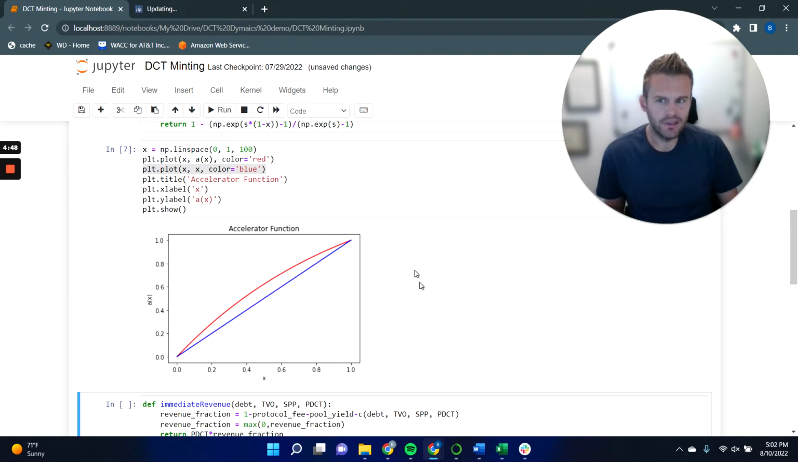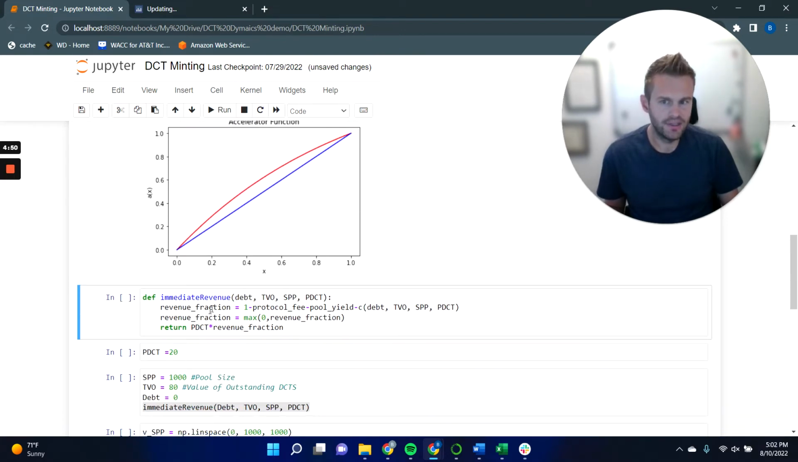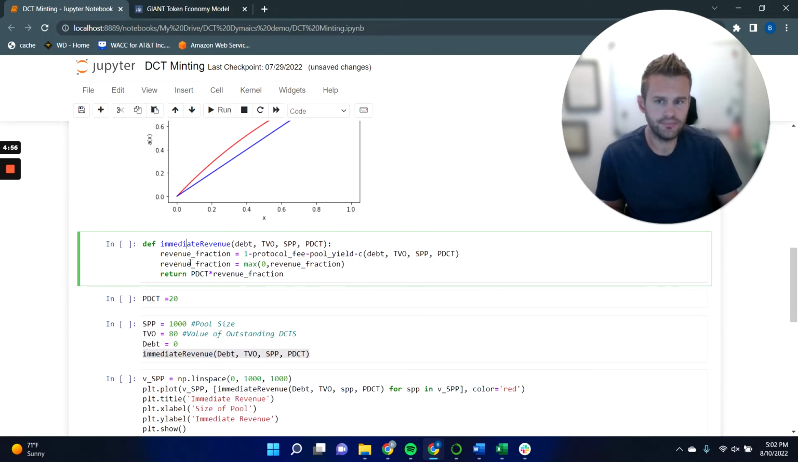So what I want to do is have a quick look at how that works. I've created this immediate revenue function. The revenue that the provider gets will be as a fraction: 1 minus the protocol fee, minus the pool yield fee, minus any collateral that is set aside based on the relative size of the debt, the TVO, the SPP, and the price of the DCT being sold.